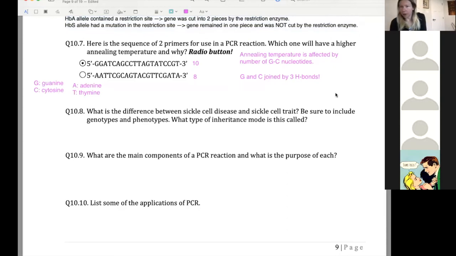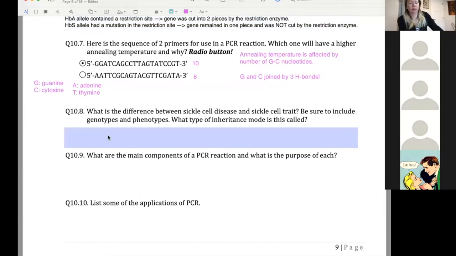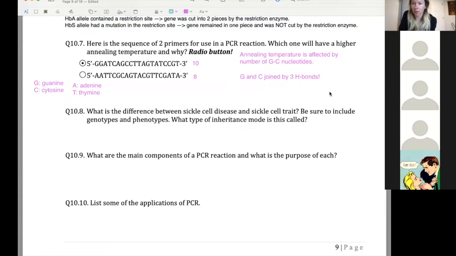All right, welcome back, everybody. So we're going to dive back into the review with question 8, or 10.8 rather. So the difference between sickle cell disease and sickle cell trait. We usually abbreviate those SCD and SCT. So what are the genotypes and phenotypes of the disease?